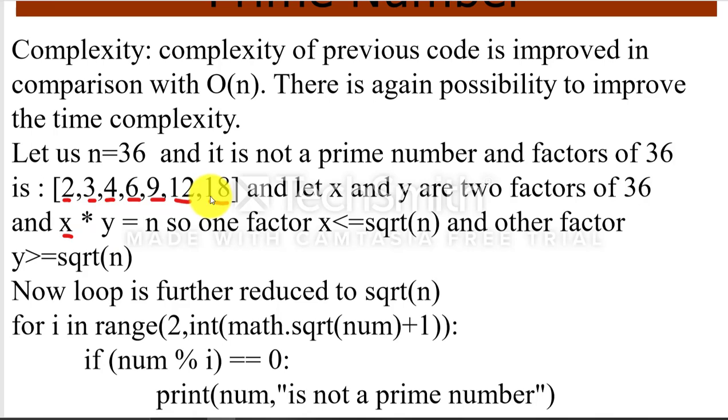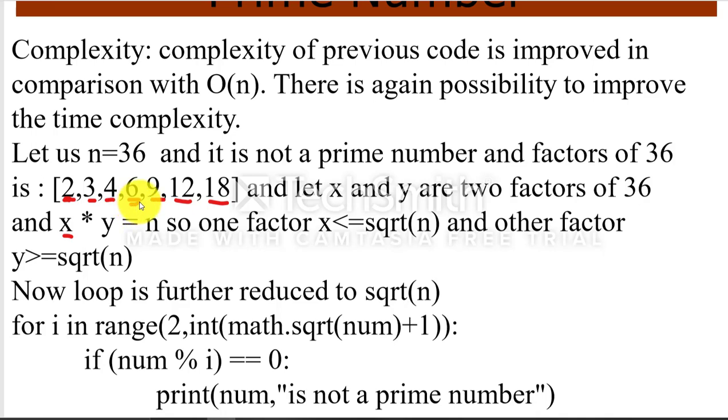So in this case, suppose any number is divisible by this number, then definitely it is divisible by the other number. So we are not going to check on 18. If it is divisible by 2, there is no need to check on 18. Suppose any number is divisible by 3, then there is no use checking 12. Suppose the number is divisible by 4, there is no need to check whether the number is divisible by 9. If it is divisible by 6, there is no need to check the other factor 6. So it means your iteration will be reduced to the square root of n.